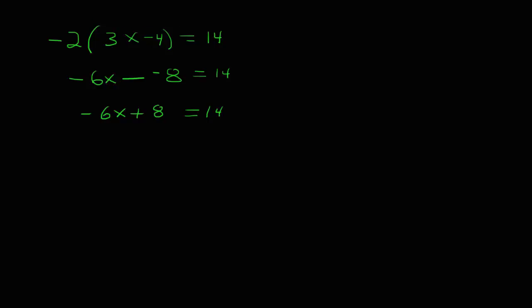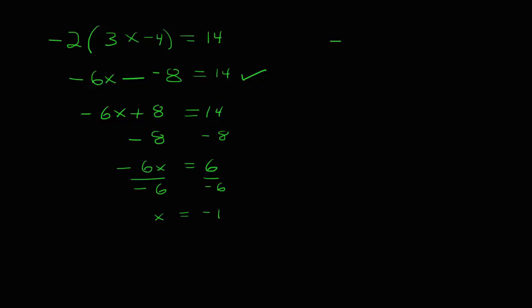This is our friend, the two-step equation, and again we know how to deal with that. We subtract 8 from both sides. We get negative 6x is equal to 6, our one-step equation. Divide both sides by negative 6, and we get x is equal to negative 1. Now, I did do a minus negative here.